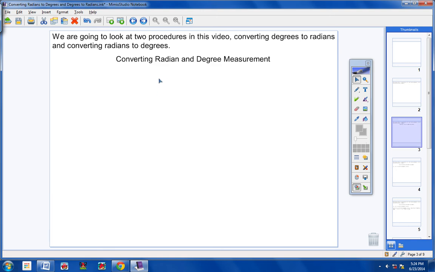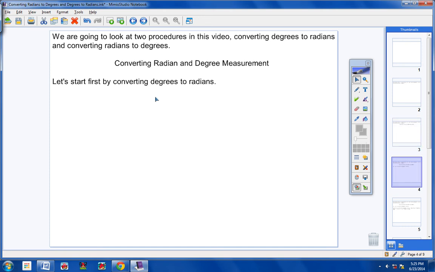Your heading today, please write this down, is converting radian and degree measurement. Converting radian and degree measurement. Go ahead and write down today's date also, if you would please, so you have a record in your notes as to when we covered this material. All right, let's continue on.